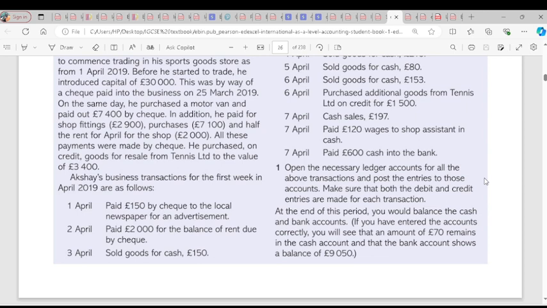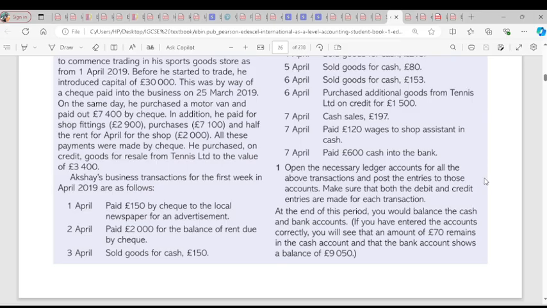So your rent account will have a debit entry of 2,000, which is bank, for the 25th of March, and your bank account will have a credit entry for rent on the 25th of March for 2,000. I think that point is clear. Great. We move on. All these payments were made by check, done.